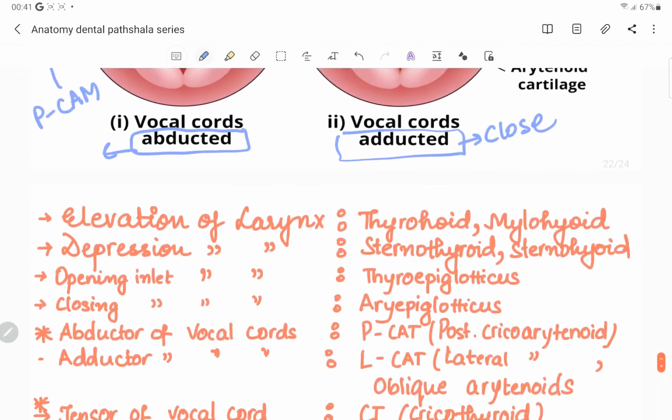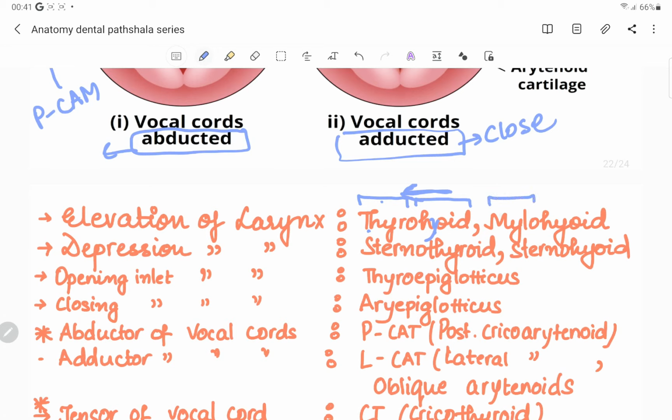So elevation of the larynx. See, all the muscles, always remember in the anatomy, the first half of the muscle is the origin. The next half is the insertion of the muscle. And always origin pulls the insertion. That means the thyrohyoid muscle is going to pull the hyoid bone. So it is going to pull the larynx, right? So it is going to elevate the larynx up in the neck.